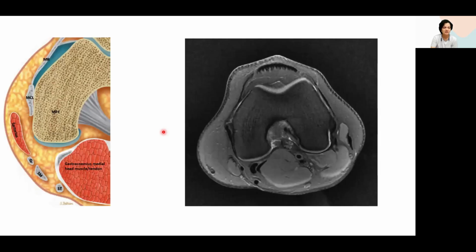So this is the axial graphic at the level of medial femoral condyle. So this is medial femoral condyle. This is medial collateral ligament. This is medial retinaculum. This is posterior oblique ligament. This is medial head of gastrocnemius. This is semimembranosus, semitendinosus, gracilis, and sartorius.